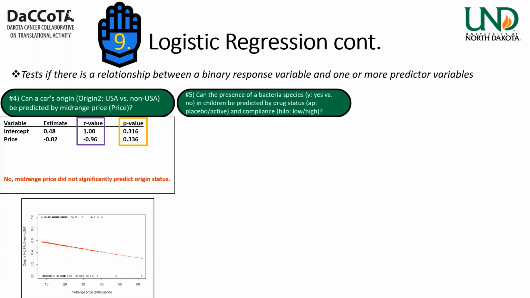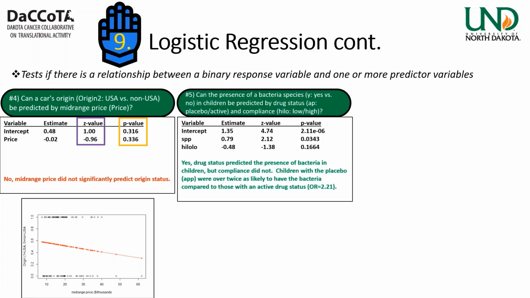Okay, let's turn to another data set. Can the presence of a bacteria species, so yes or no, that's our binary option, in children be predicted by drug status and compliance? And now we're doing something a little different here. We're doing something that looks an awful lot like ANOVA, because it kind of is, but it's also regression, because regression and ANOVA are sort of the same thing, using different sorts of variables, and conventionally we use these different terms, but really it's the same process under the hood. So this is another pretty common kind of logistic regression where you have categorical variables. So we can look at this, plot the same sort of results.